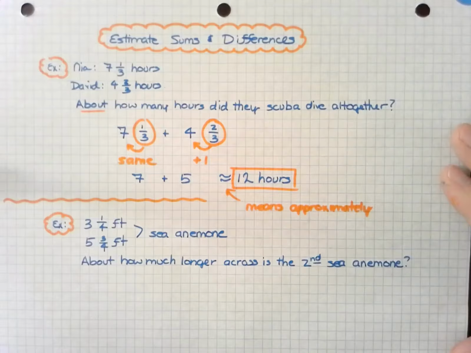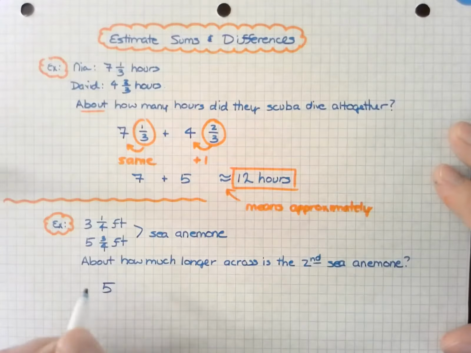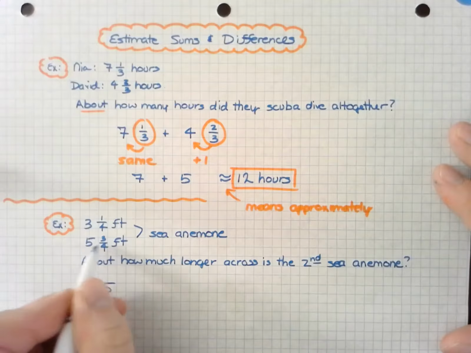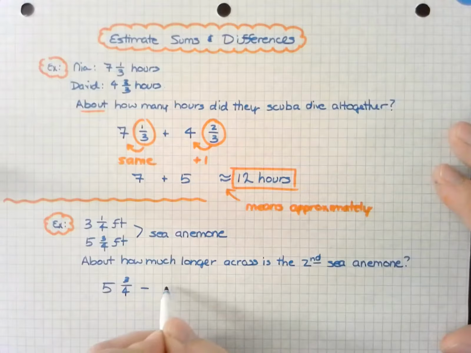So I can apply the same rules. So let me go ahead and recopy this. I know that 5 3/4 is my larger mixed number, and so I'm going to subtract 3 1/4 from that.